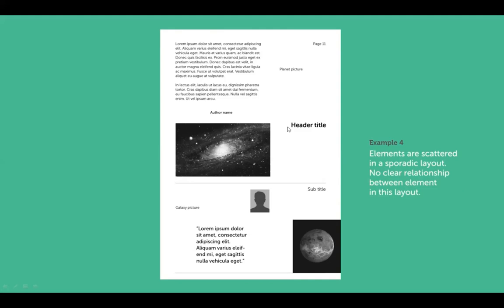So here I was saying we are trying to dispel. Okay, that's what we are saying here. That elements are scattered in a sporadic layout. No clear relationship between elements in this layout. So here we are trying to show that with proximity, we can actually dispel or we can disconnect different elements which are not related.